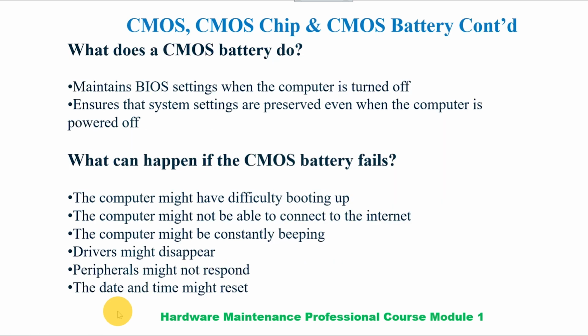Then, what does a CMOS battery do? One of its functions is that it maintains BIOS settings when the computer is turned off. That's why if you turn off your computer for more than a year, when you turn it on, you will see the date and time have not changed. It still remains with the current date and time. So that's one of the functions of the CMOS battery. It ensures that the system settings are preserved even when the computer is powered off.